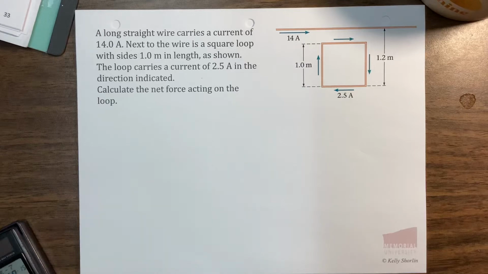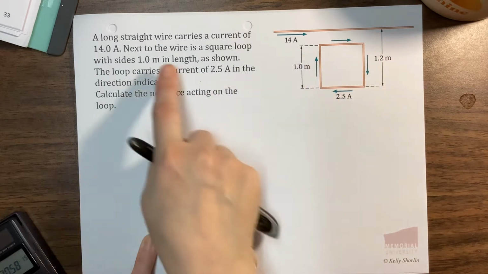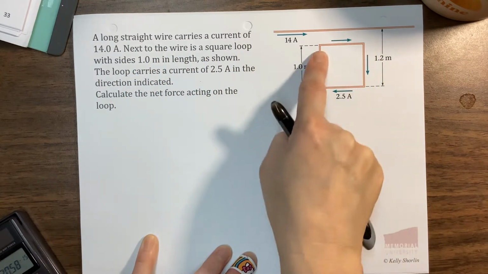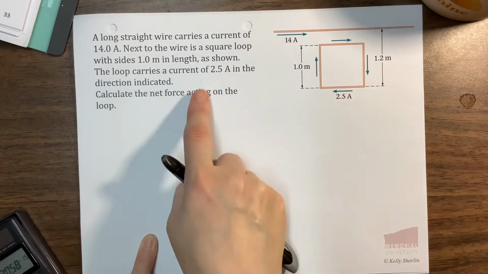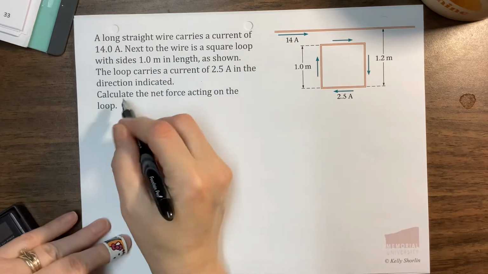For this example, we have a long straight wire carrying a current of 14 amps flowing in this direction. Next to the wire is a square loop with sides 1 meter long. The loop carries a current of 2.5 amps flowing this way. Calculate the net force acting on the loop due to the 14 amp wire.